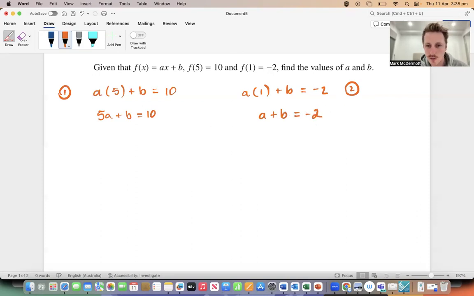Okay, let's actually just do this one by hand because why not? It's not too tricky. What we can say is that a, if we just rearrange this equation, we're going to get negative 2 minus b. Okay, then substitute that into 1. So sub into 1.